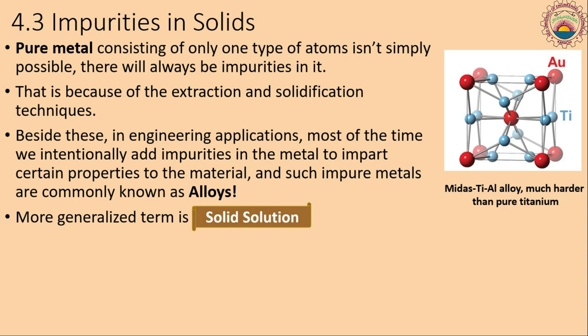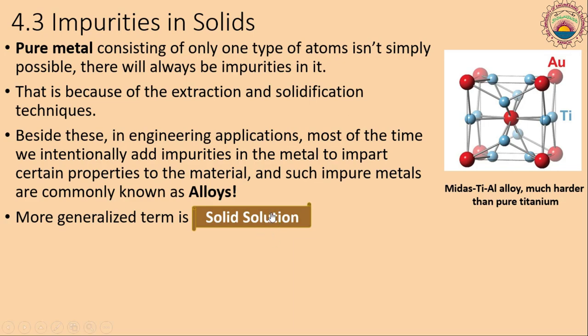There are some impurities added into the material while extracting from the mines, or within the purification process itself, because the container carrying the material might have some particles in the molten material. So there are always some impurities in the crystal structure. Besides these, in engineering applications, most of the time we intentionally add impurities in the material to impart certain properties. We have discussed that before. Such impure metals are commonly known as alloys. So alloys are basically impure metals. The more generalized term that we use for such impure metals or materials is the solid solution.